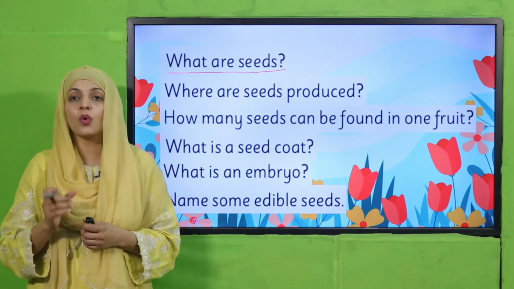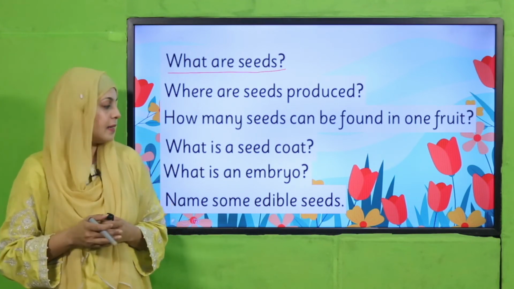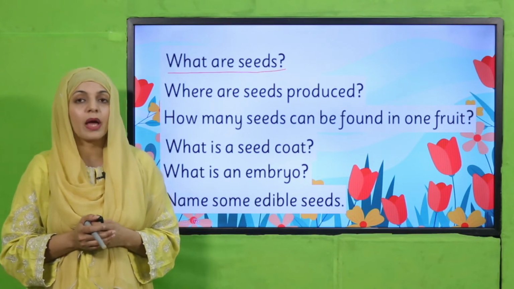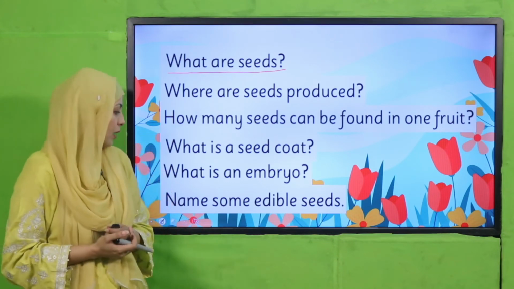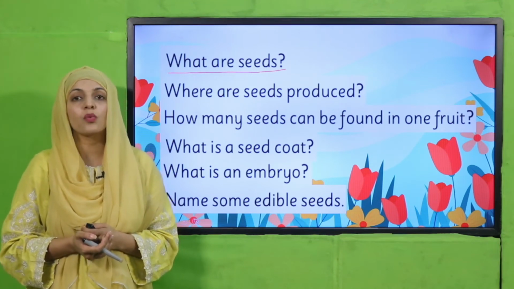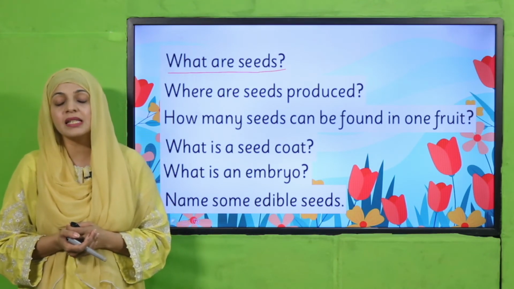What is the seed coat? Seed coat is the protective covering of a seed. So what is an embryo? Embryo is the tiny plant which is inside the seed and which grows into a new plant. Name some edible seeds: almonds, pistachios, peanuts, watermelon, chickpea, beans. These all are edible seeds.